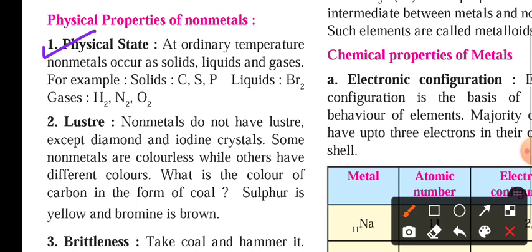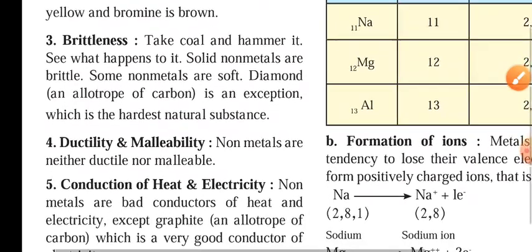This is all nothing but the non-metals. Next is luster. When we talk about luster, they are non-lustrous. Here they have mentioned they do not have luster except diamond and iodine crystals. The exceptional cases are diamond and iodine. They are shiny. Some non-metals are colorless while others have different colors. So different colors are possible for different kinds of non-metals.